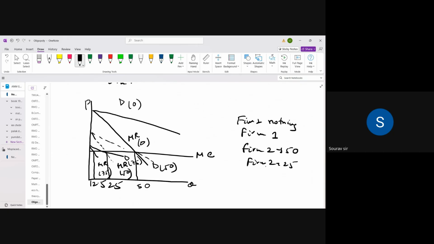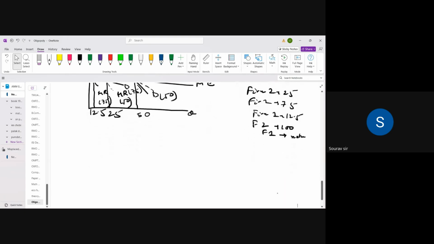And if farm 2 will produce 75, then it will produce 12.5. And if it thinks farm 2 will produce 100, then farm 1 will produce 0, nothing.